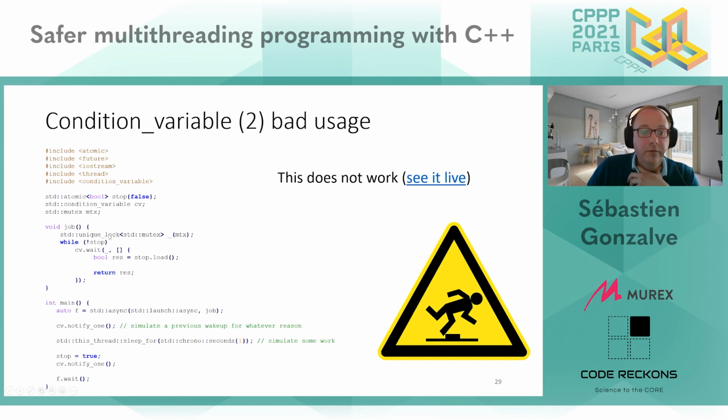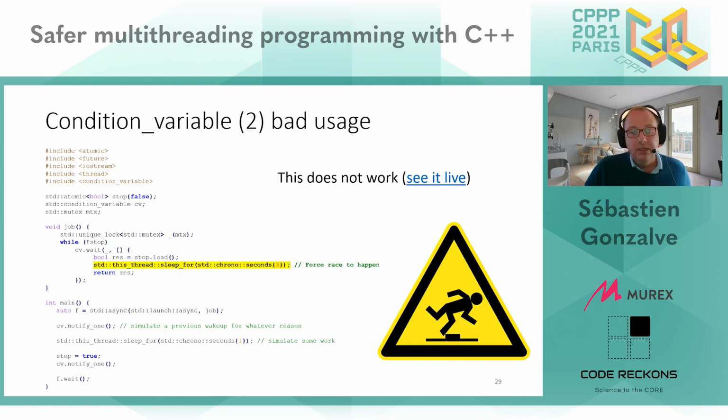And in the main, I say, okay, I spawn my job. I notify for some reason the convar. Then I simulate some work. And then I set stop to true. It's atomic, so it's okay. There's no need to lock. And I notify. And this does not work. At least it doesn't work always. It may work sometimes, but there's a race.